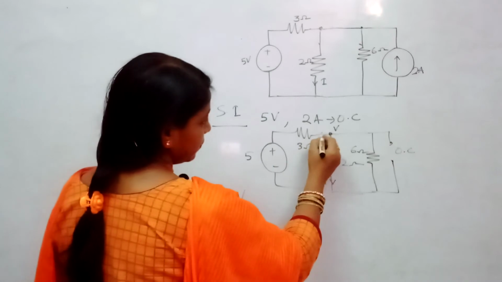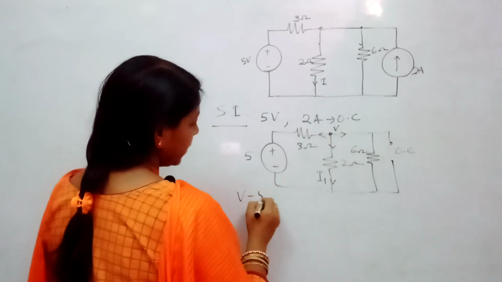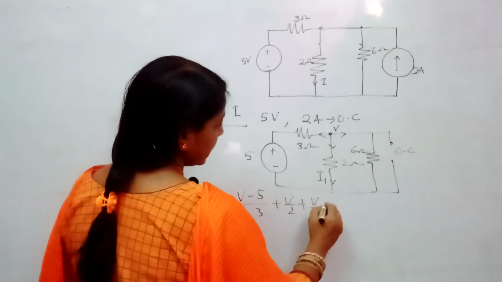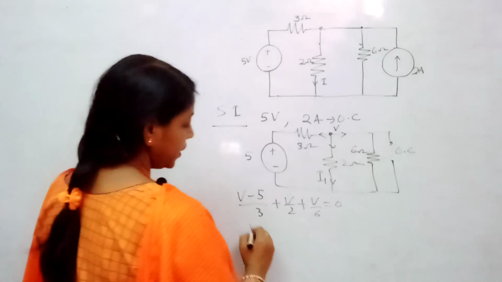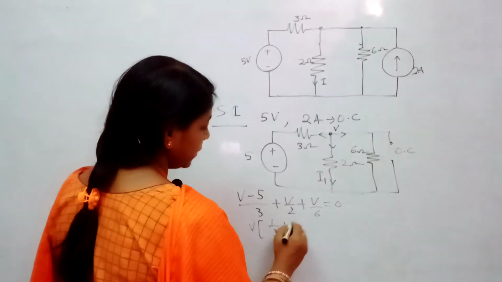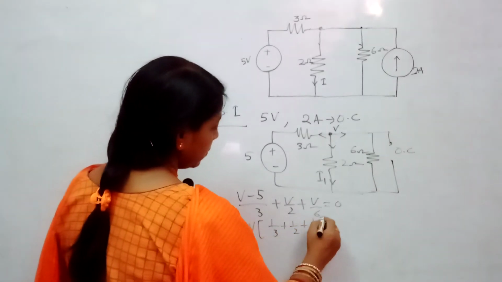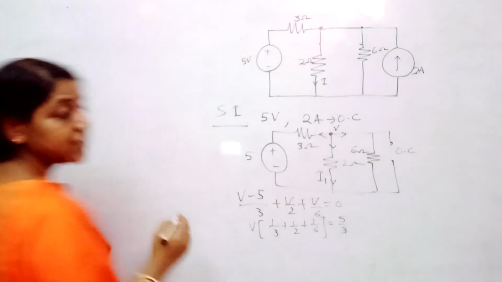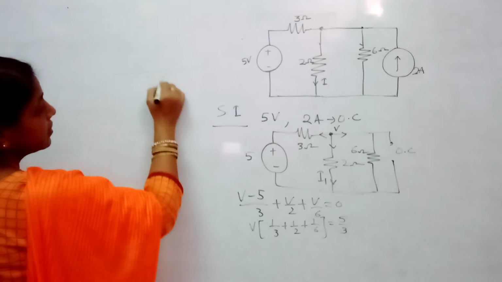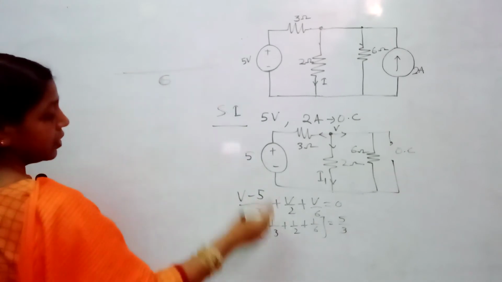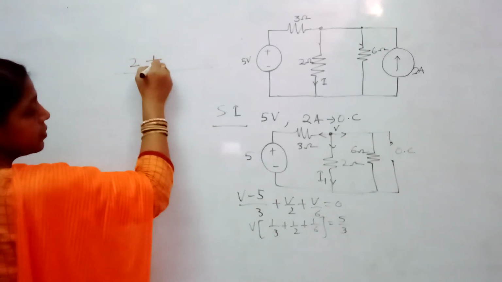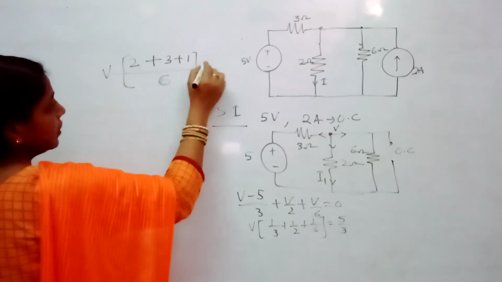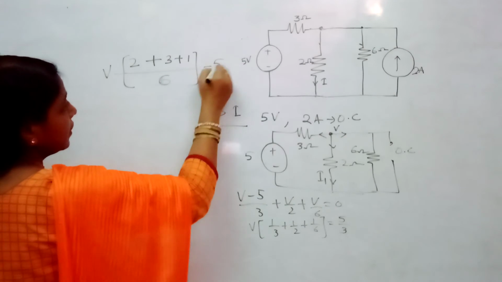Now if you apply the nodal, what you will find? (V minus 5) by 3 plus V by 2 plus V by 6 equal to 0. So take your V common. So (1 by 3 plus 1 by 2 plus 1 by 6) V equal to 5 by 3. Yes or no? Take the LCM. So how much you will get? 6 as your LCM. Now it will become (2 plus 3 plus 1) by 6. This much of V equal to 5 by 3.